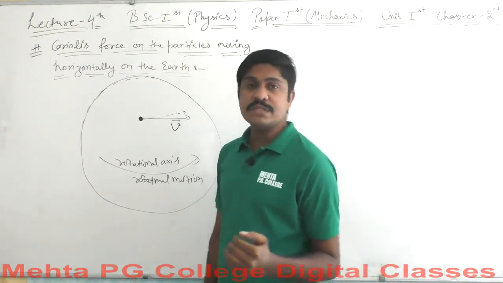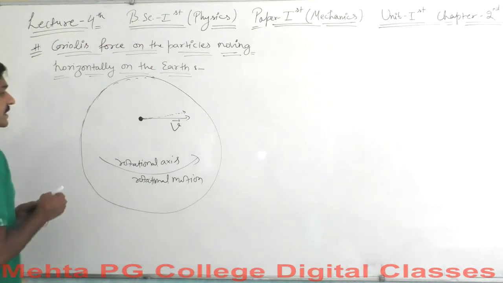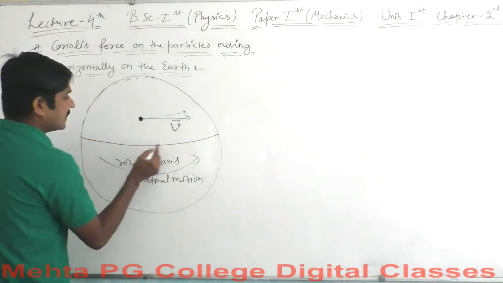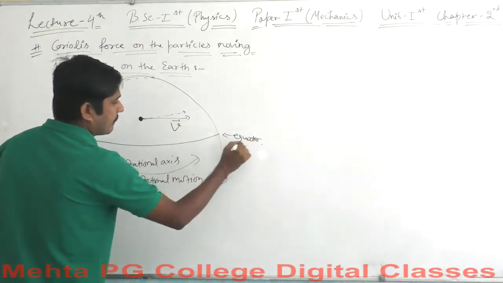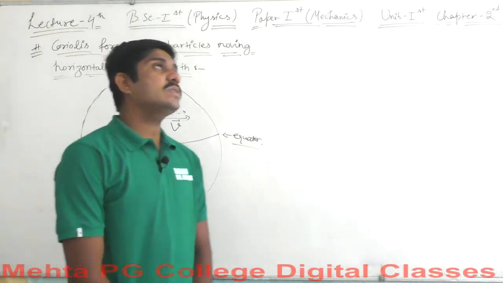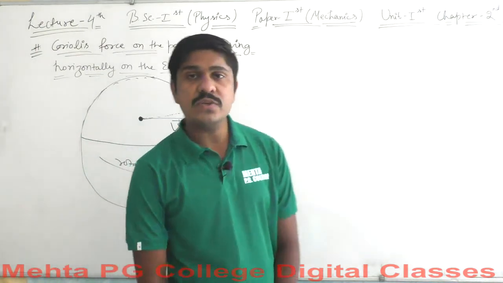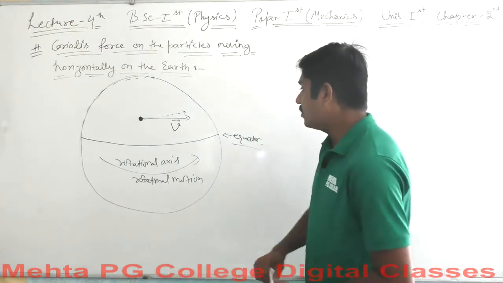So what will happen if you go to the equator? Let's say this is the equator here. What happens at the equator? Whether you are living in the northern hemisphere or the southern hemisphere, your body will crawl in the same way. You will never be able to walk on the equator line.